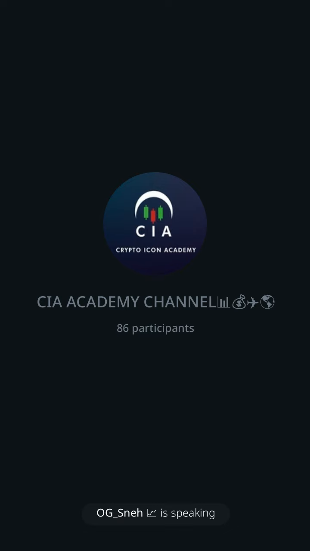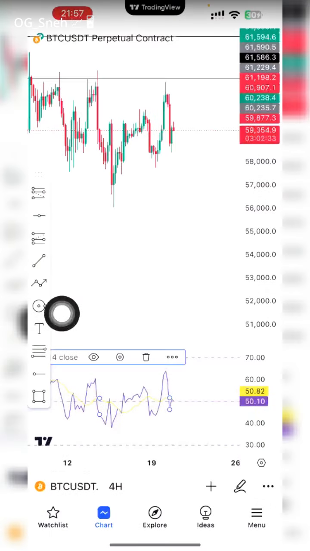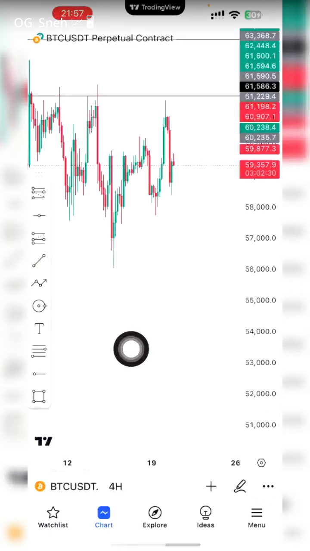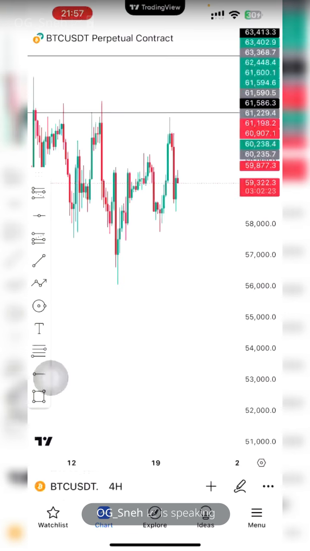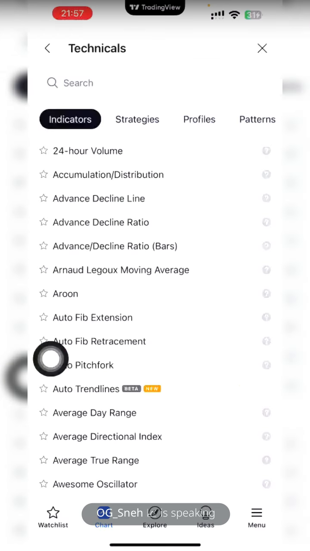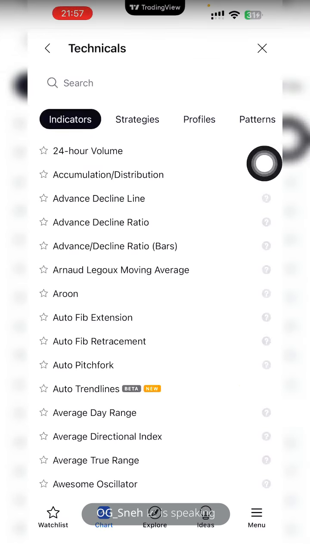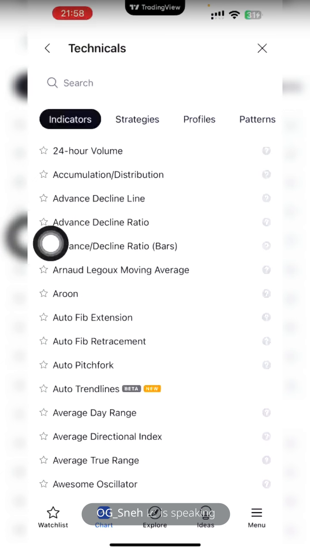If you want to know more about an indicator, like you want to read about a particular indicator so that you can know its usefulness and how it is used, just click here, then click on this plus, then click on FX indicator. Let's say this 24-hour volume, I want to know about it. These question marks tell you how that indicator was formed, what its usefulness is, and how to use it. Do you understand? So just click on this question mark.